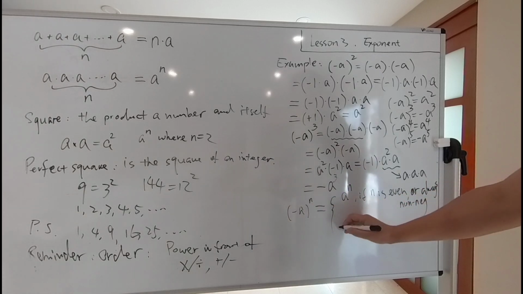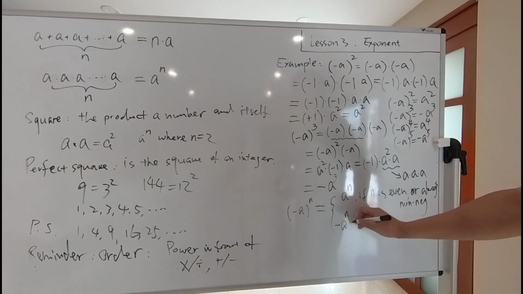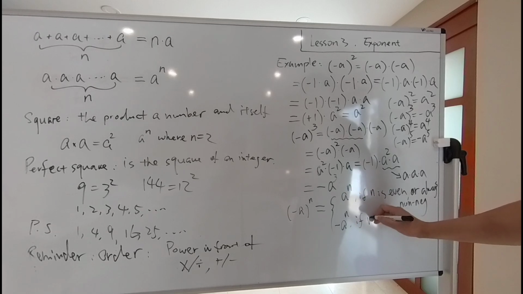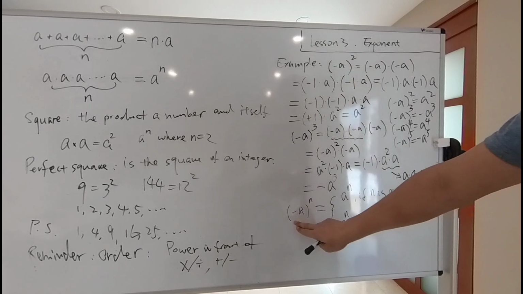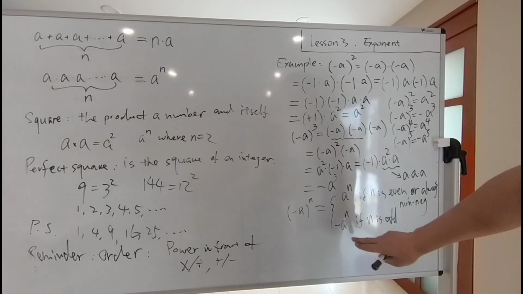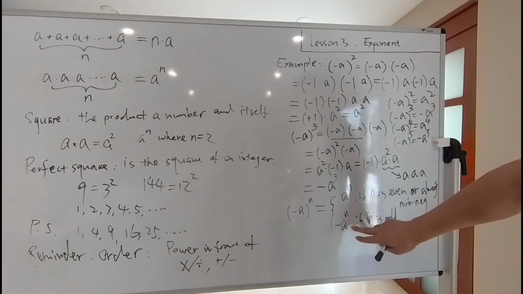And then if n is odd, then minus a to the power of n will equal minus a to the power of n.